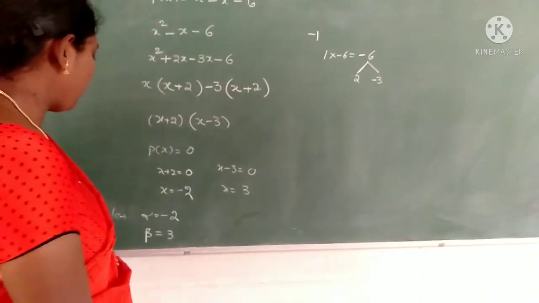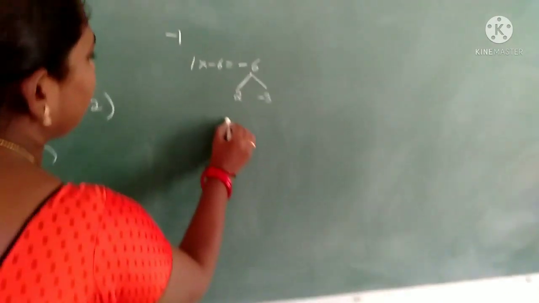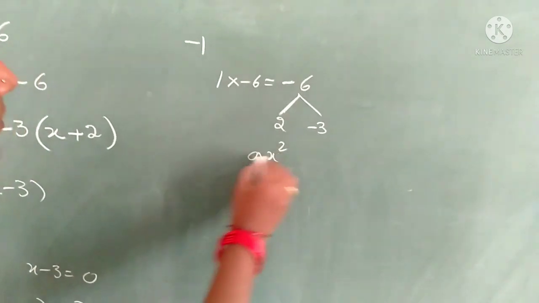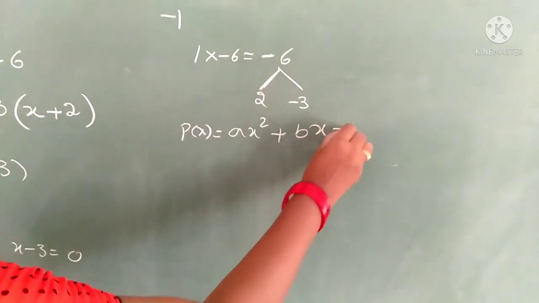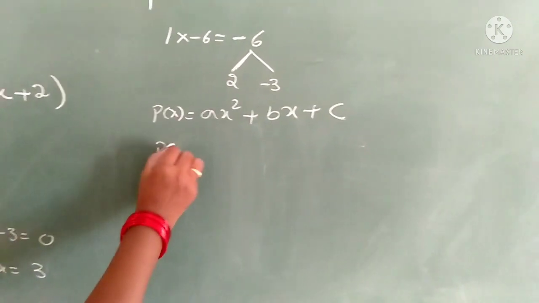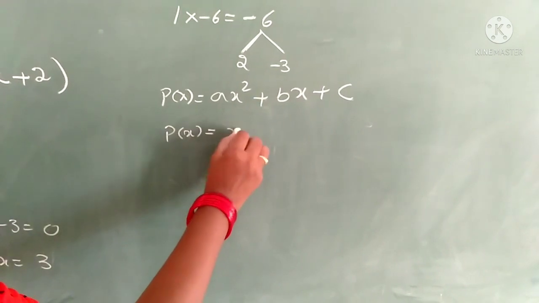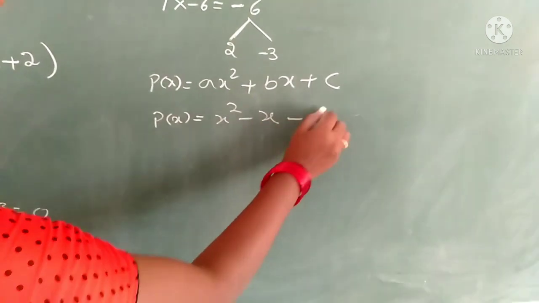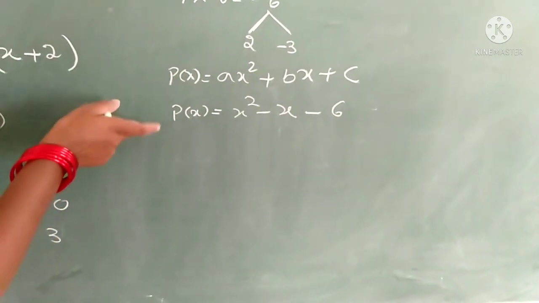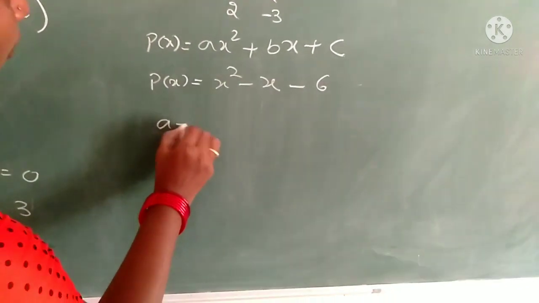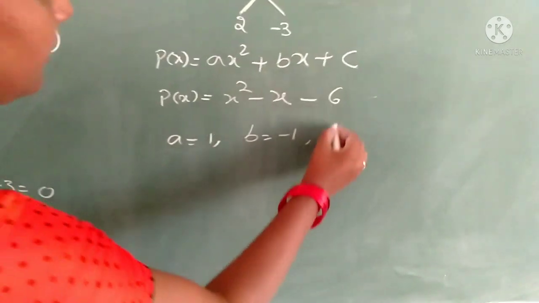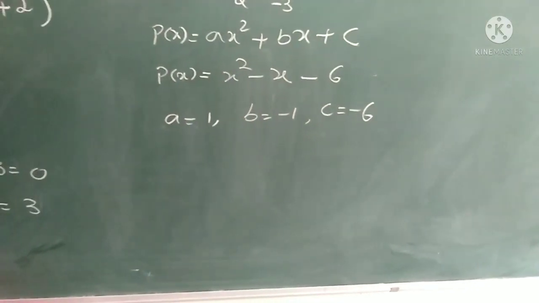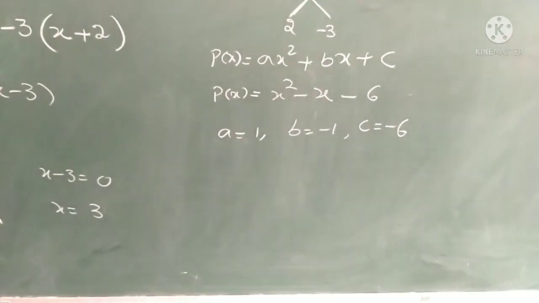Next, write the general form of a quadratic polynomial: ax square plus bx plus c. Take the problem x square minus x minus 6. To compare these two quadratic polynomials, we write the a value as 1, the b value as minus 1, and the c value as minus 6. Next we find the sum of zeros.